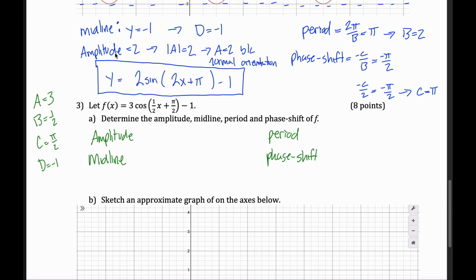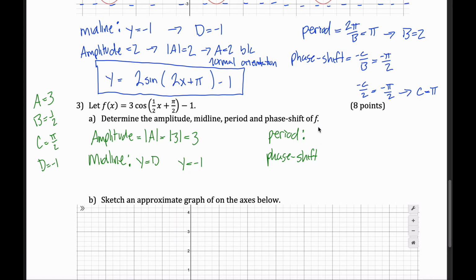And with these 4 values and the formulas that I have for amplitude, midline, period, and phase shift, I can answer part A here. The amplitude is always equal to the absolute value of a being equal to 3, so it's the absolute value of 3, or just 3. The midline is always given by the equation y equals d. In this case, d is -1, so the equation of the midline is y equals -1.